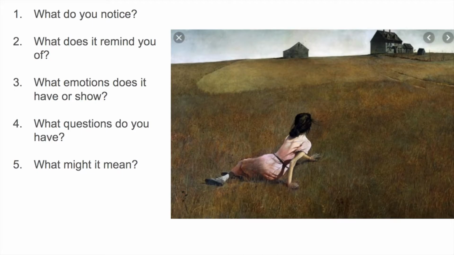And then close up, like in the foreground, it looks like a woman, and she's kind of laying down sideways on her hip in the grass, wearing like a pink dress, and she's looking off in the distance towards the house. And the sky is pretty gray too. So you want to do number one like that and get kind of descriptive.